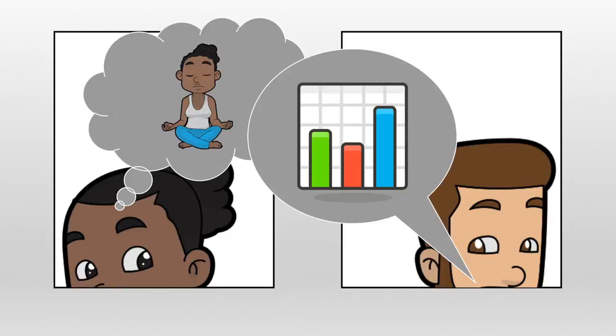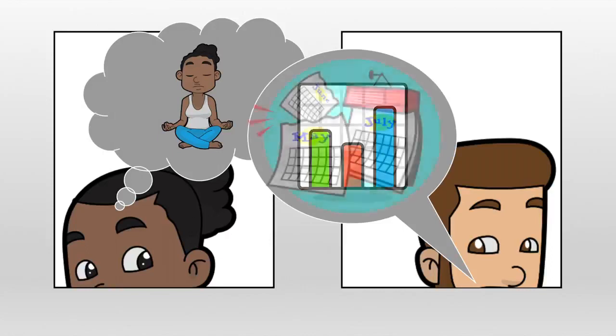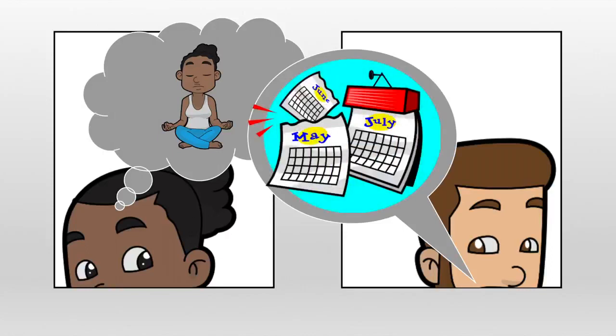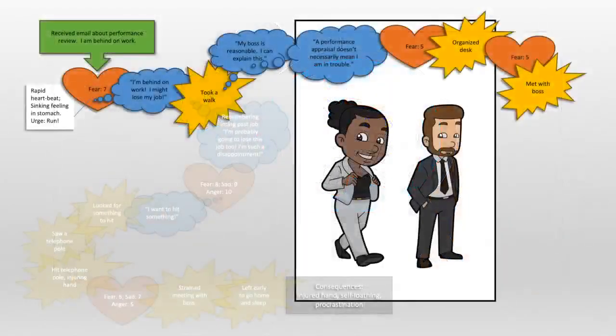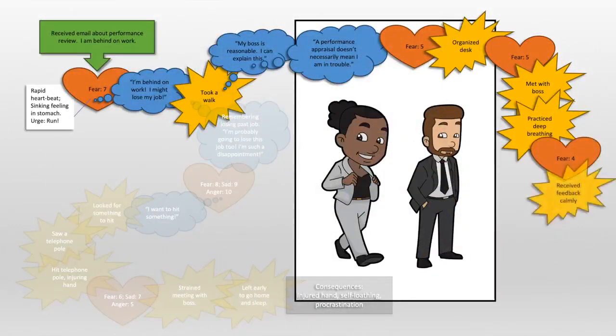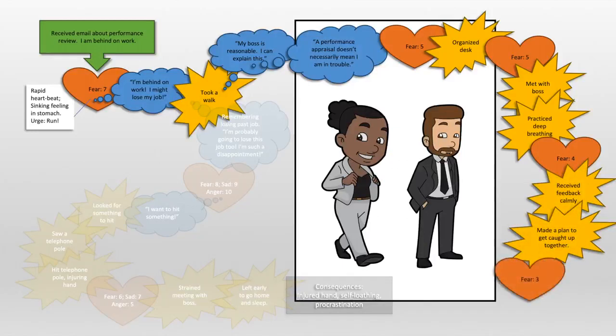At the end of the meeting, because she was not highly alarmed, the two of them were able to brainstorm together some ways of helping her catch up on some of the work she was falling behind on. This is how she would finish the chain analysis. Met with boss. Practiced deep breathing. Fear, 4. Received feedback calmly. Made a plan with the boss for getting caught up on work. Fear, 3.